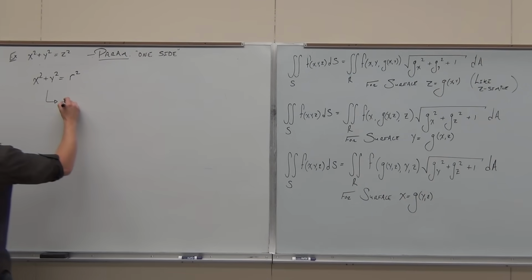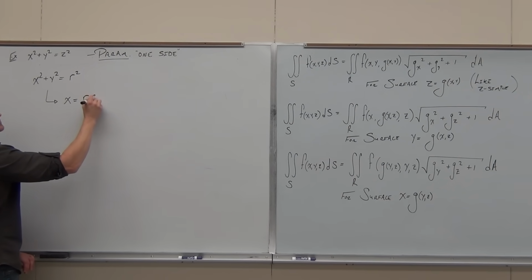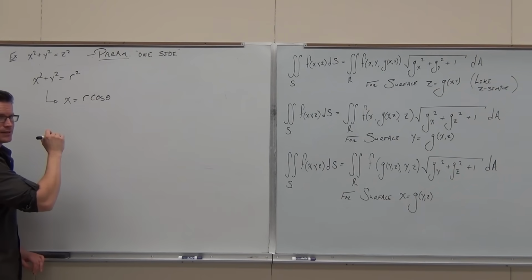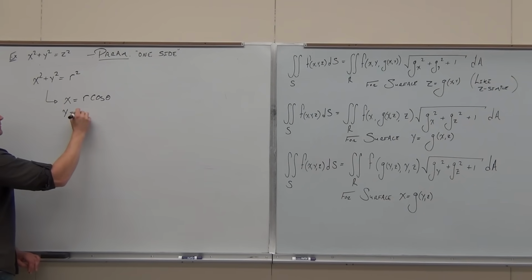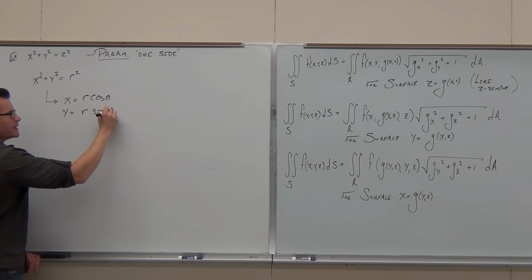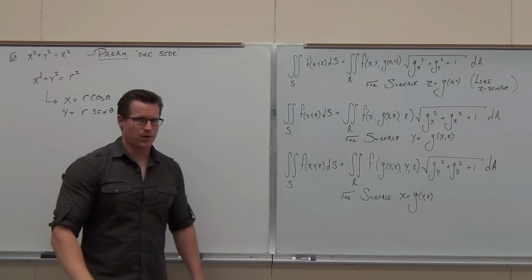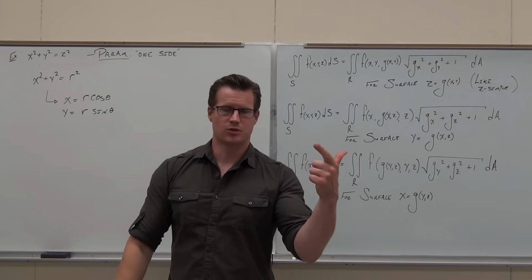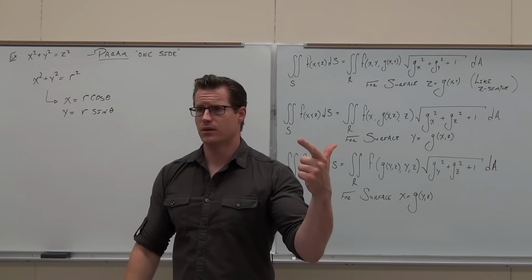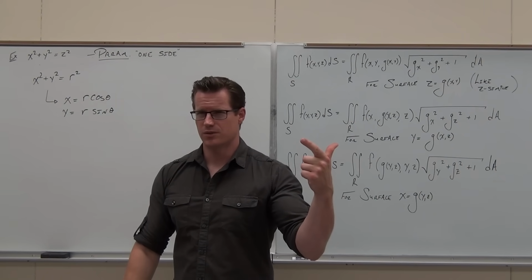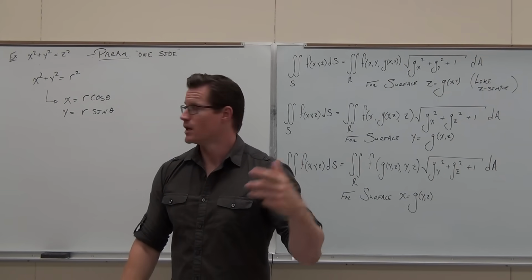So what are you going to call x? Cosine theta. Exactly. And what are you going to call y? Sine theta. Do you realize that you just parameterized x and y in terms of two variables, r and theta? Are you guys okay with that one? Now let's work with this.